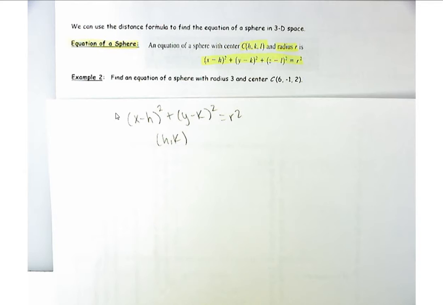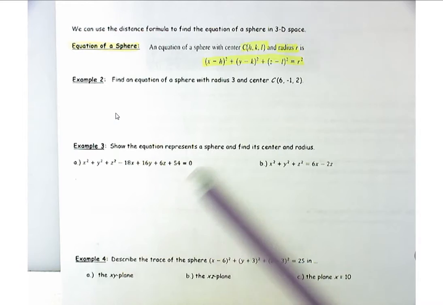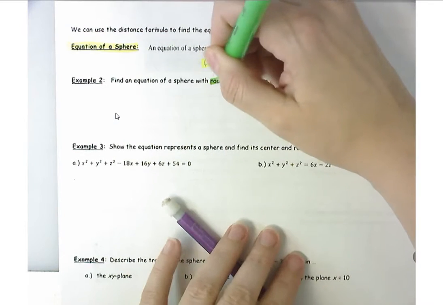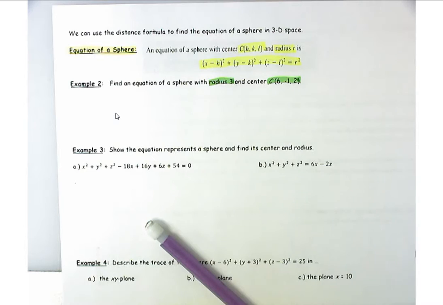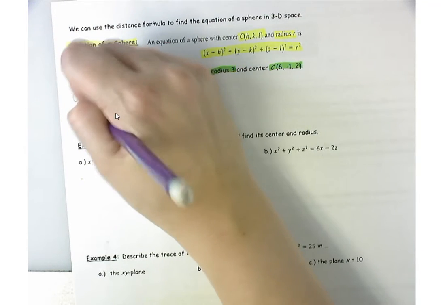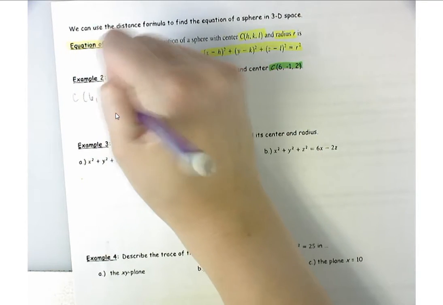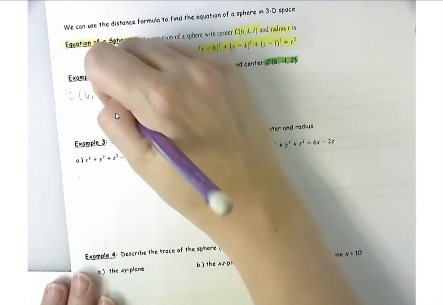So for example 2, it says to find an equation of a sphere, and they give us the radius, and they give us the center. So if I'm going to find an equation, what's the only thing I have to do here? Plug it in, right? Substitute. So my center, 6, -1, 2, is going to be plugged in for HK and L.